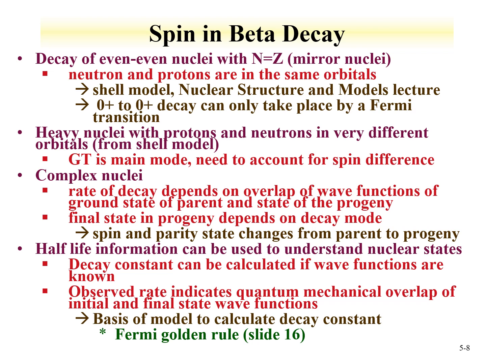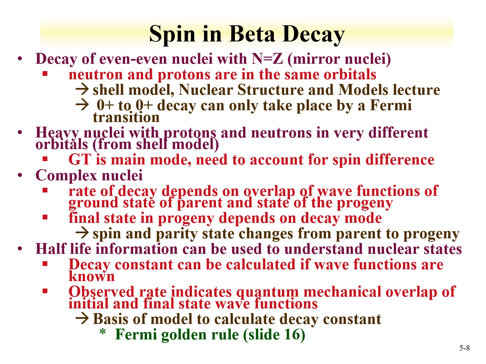So spin and parity changes from parent to progeny, and the overall degree of the change, is going to have an effect on the rate of decay, or as we see, the decay constants. So I can get half-life information from this. I can also use the half-life information to understand nuclear states. I can calculate the decay constant if the wave functions are known. So the observed rate indicates the quantum mechanical overlap of the initial and final states of the wave functions.